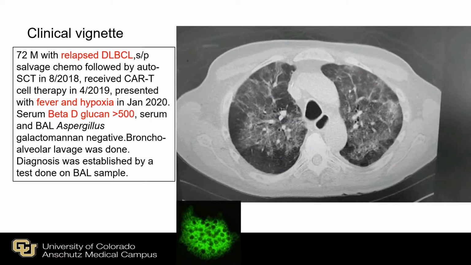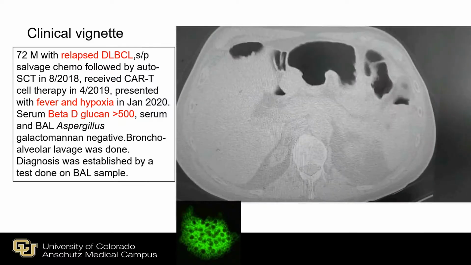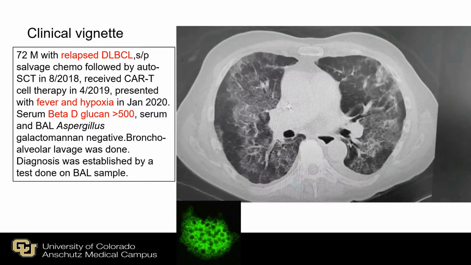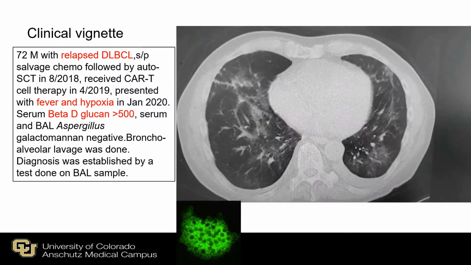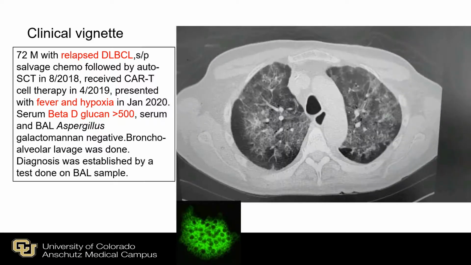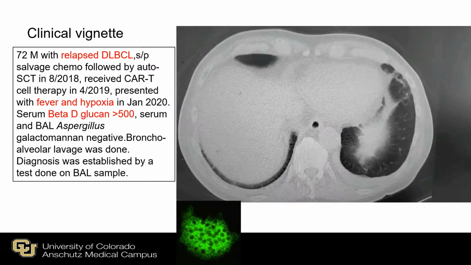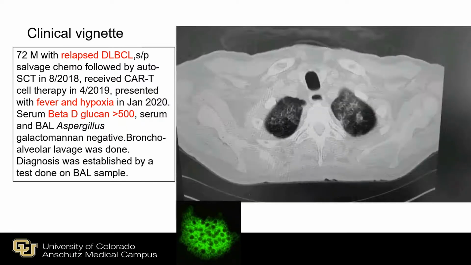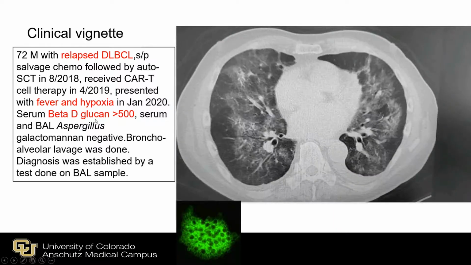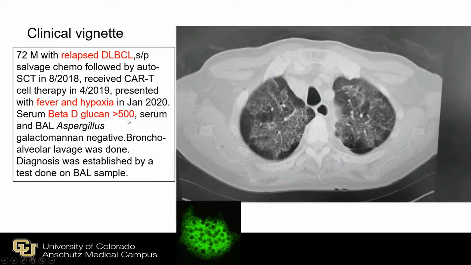CAR T-cell stands for chimeric antigen receptor T-cells. These are genetically engineered T-cells which attack cancer cells. So he got that in April 2019, and in January 2020, he presented with fever and hypoxia. And as you can see in the chest CT, there are diffuse bilateral ground glass interstitial opacities. And on lab work, we found that serum beta-D-glucan was significantly elevated.